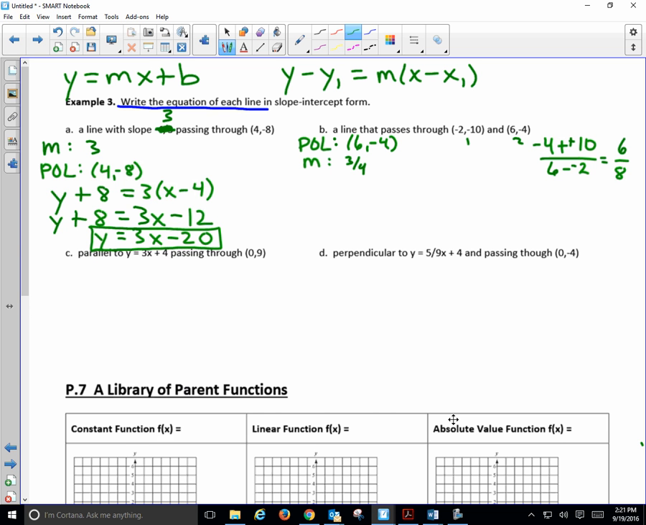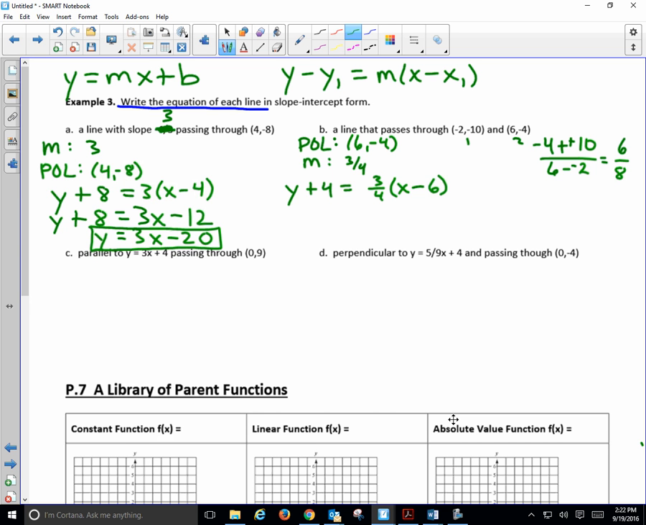Now do I have my slope and my point on my line? Yeah, you do. Okay. So I'll do y minus what? So plus 4 equals m times x minus 6.